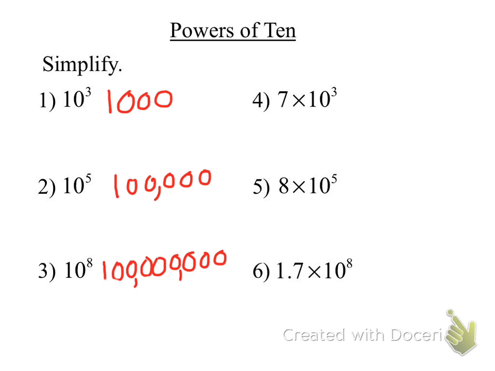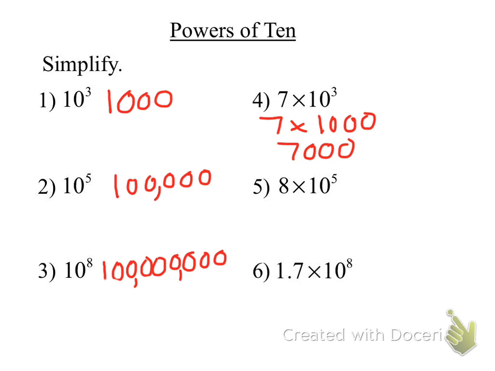All right. If I'm doing 7, okay, this is easy. Just evaluate your exponent first. 10 to the third power is really 1,000. 1,000 times 7. 7,000. Right.